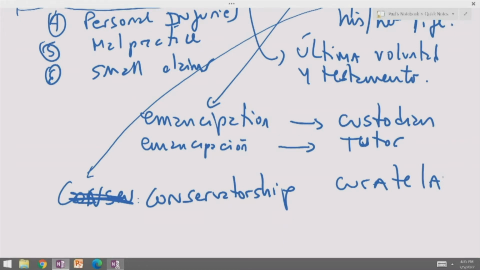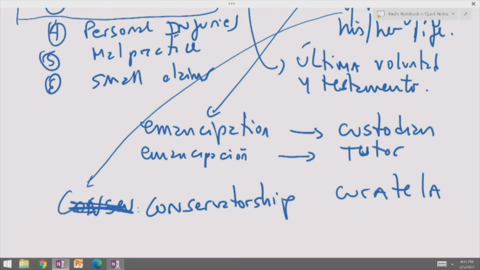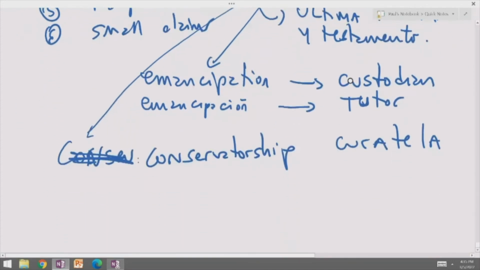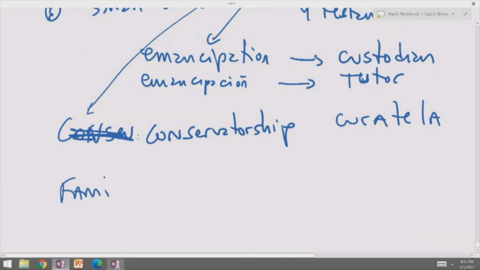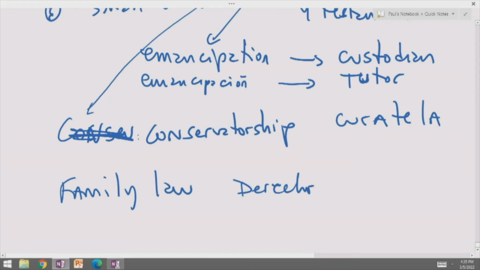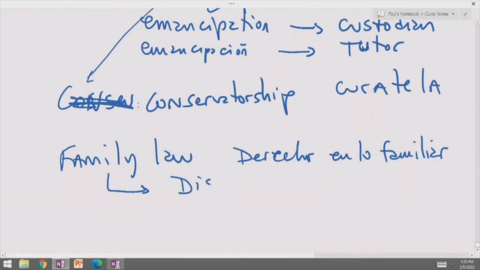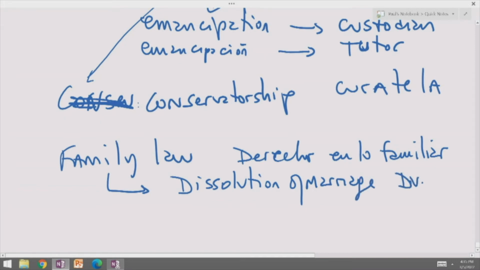But for us, we're not going to worry about that. We're going to worry only about terms. So when it comes to probate, that's what we deal with. For family law, we also have some divisions. Family law is derecho en lo familiar. In family law, we have two possibilities. The first one is the typical dissolution of marriage, which is divorcio in Spanish.